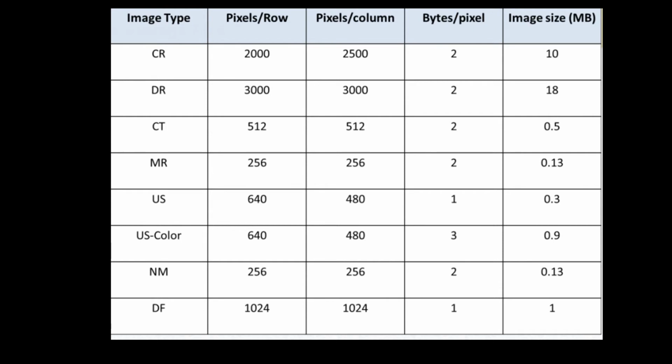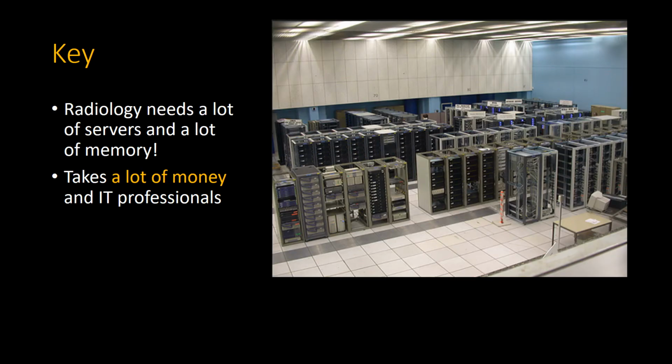If you look at image size here, a computed radiograph might have 10 megabytes. Digital radiograph has more, 18. CT and MRI and ultrasound usually are a lot less in terms of their ability to have different shades of gray within them. And then if you look at a mammogram, I guarantee it's not on here apparently, but it would be the highest of them all. The key of all this: radiology needs a lot of servers, a lot of memory, and it takes a lot of money and a lot of really skilled IT professionals to keep all of this stuff running so that we can read a chest x-ray.